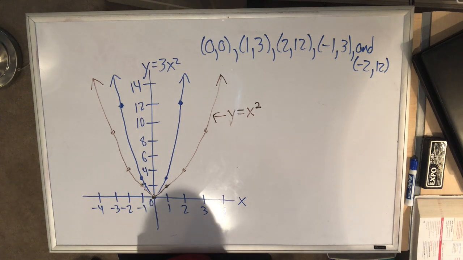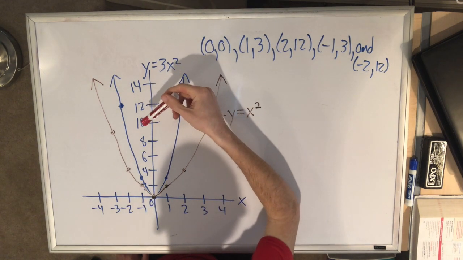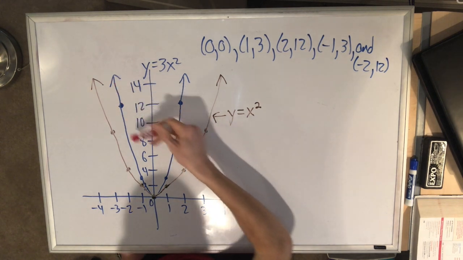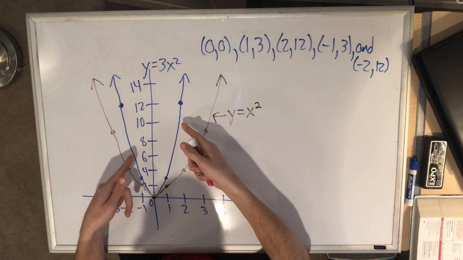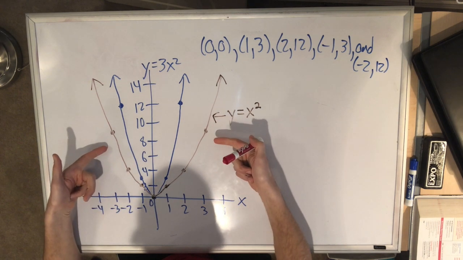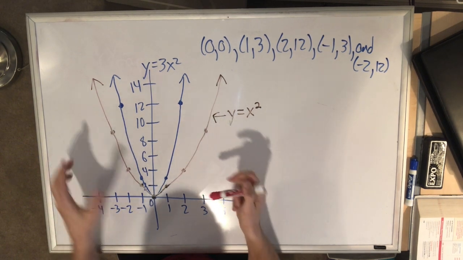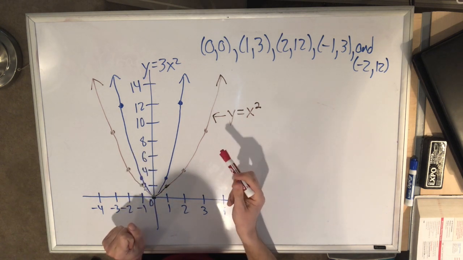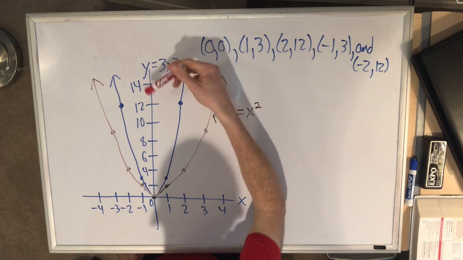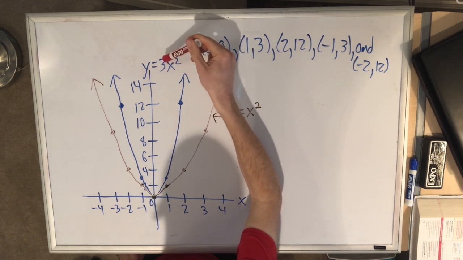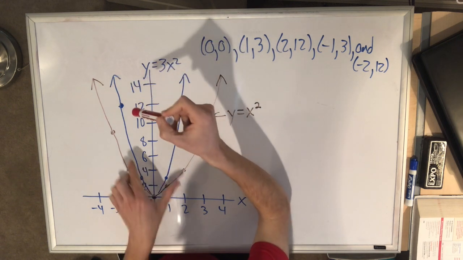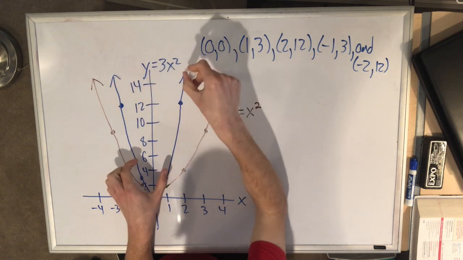Notice that there was vertical stretching that happened. The graph of y equals 3x squared rises more quickly than the graph of y equals x squared. So that's vertical stretching, which makes it look narrower. If you multiply a function like x squared by a number with an absolute value bigger than 1, it's going to create vertical stretching, which makes it look narrower, and it rises more quickly.